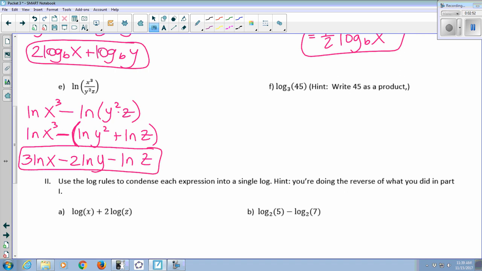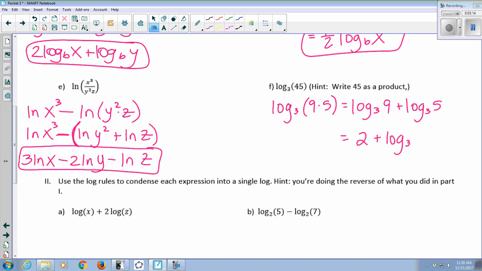Okay, log base 3 of 45. So let's see, I could rewrite 45 as a product, maybe 9 times 5. Log base 3 of 9 times 5. That would be log base 3 of 9 plus log base 3 of 5. And log base 3 of 9 is 2 plus log base 3 of 5.